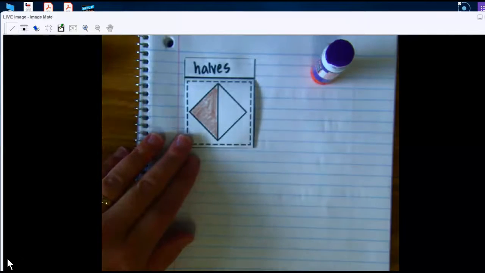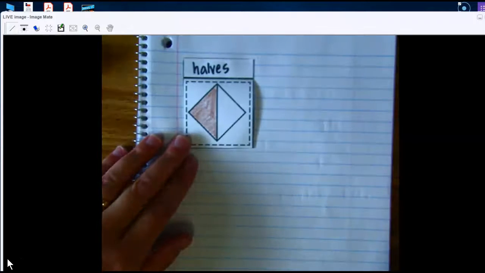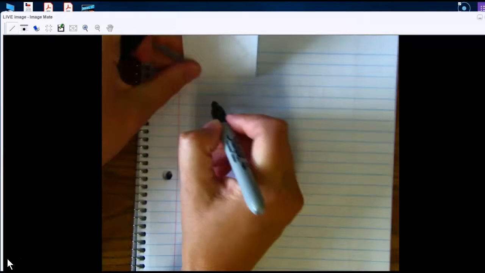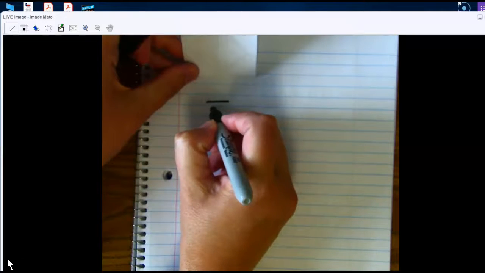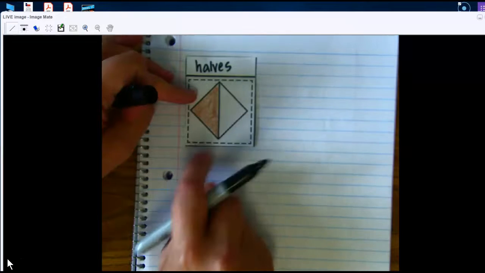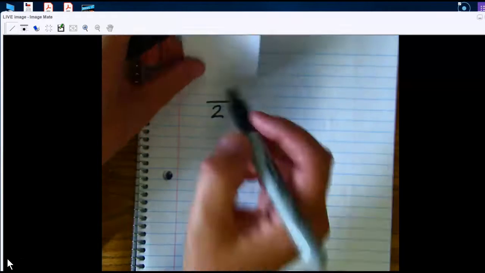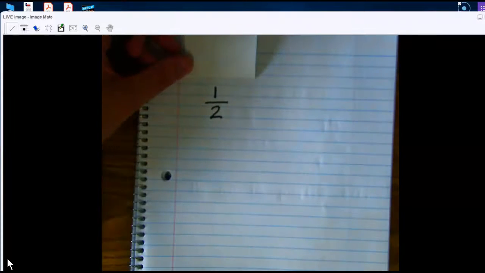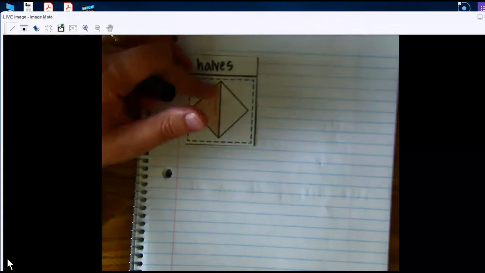Now, what we're going to do is write the fraction underneath. So when you have this fraction, you draw a line. On the bottom of the fraction, you put how many parts there are. See, 1, 2. And on the top of the fraction, you put how many are colored in. So 1 is colored in, and there's 2 parts. That's called 1/2. So you're writing that fraction underneath it. So write the fraction underneath it.